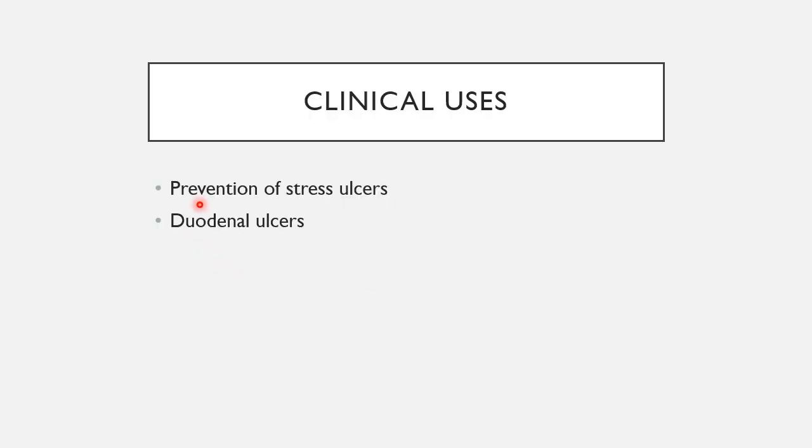It is used for the prevention of stress ulcers and in treatment of duodenal ulcers, and it is not frequently used because we have to give it 4 times a day, and it really affects the compliance of the patient. The H2 blockers and PPIs are really good because once daily dosing is enough in case of PPIs.